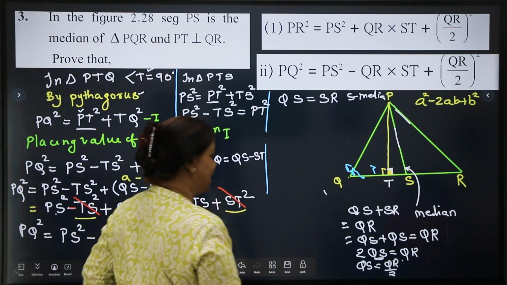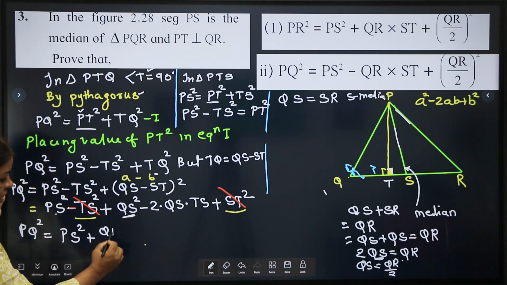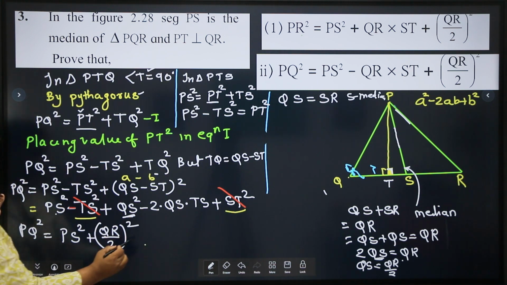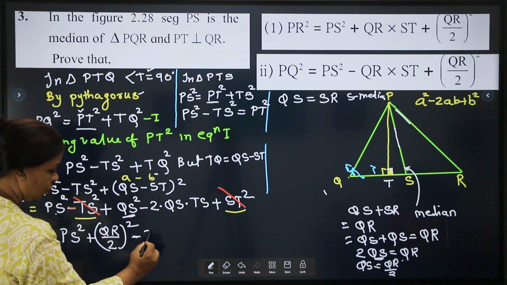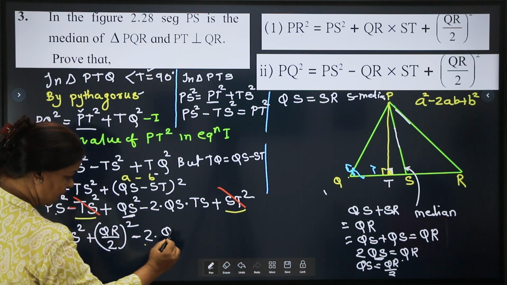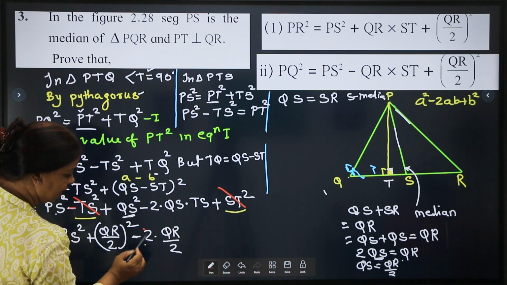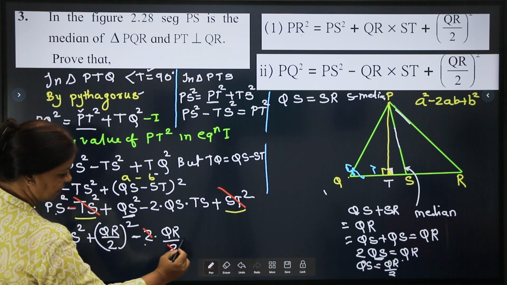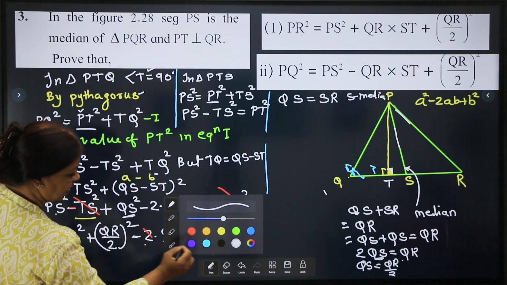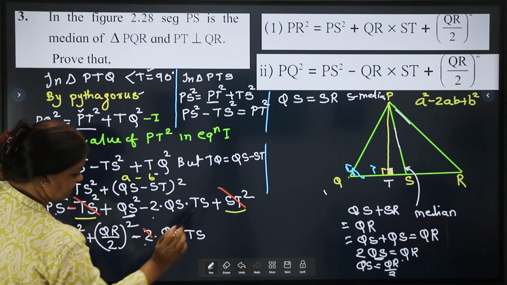And this value I will be placing here. QS is equal to QR upon 2. So plus QR upon 2 the whole square, minus 2 into QS again. QS is what? QR upon 2, and this 2 and 2 will get cancelled, into ST, that is TS, that's all.